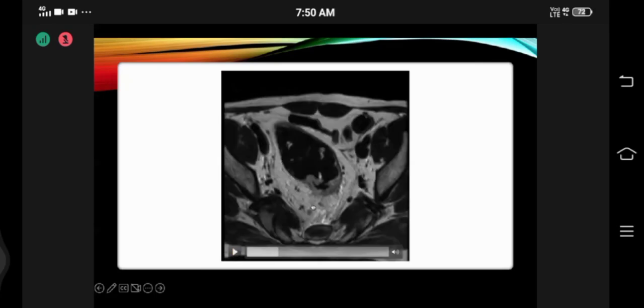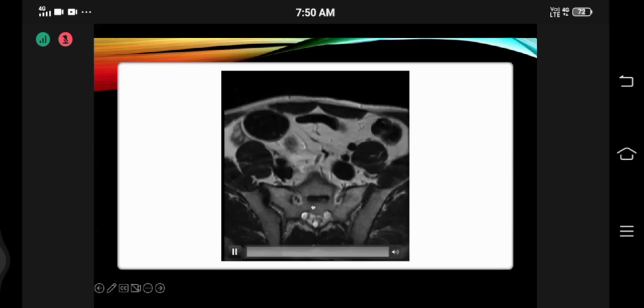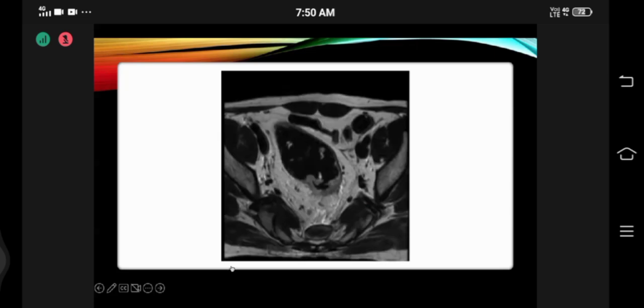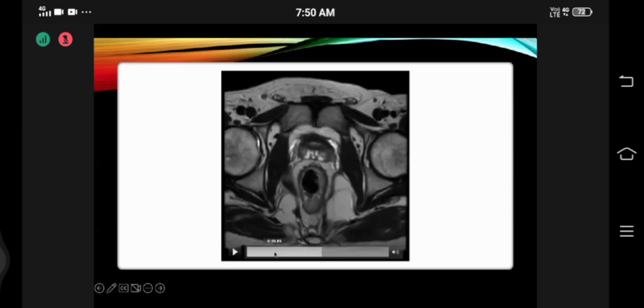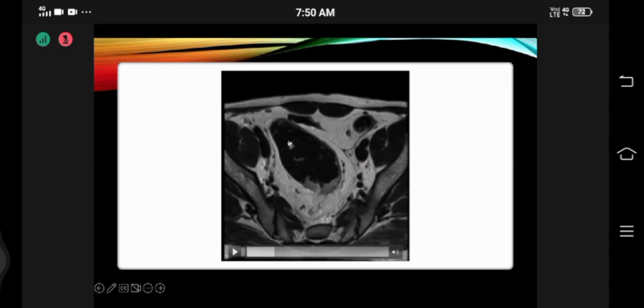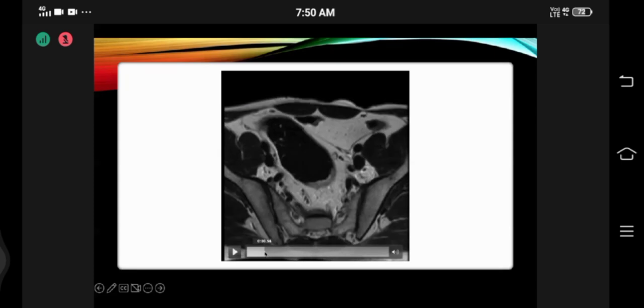I'll show you the upper rectum. This is taking the turn, so that is where the rectum is taking the turn. That is the rectosigmoid.